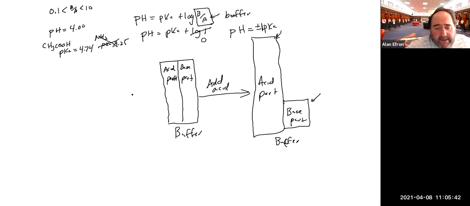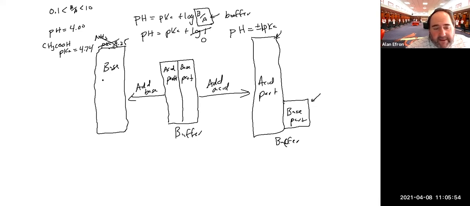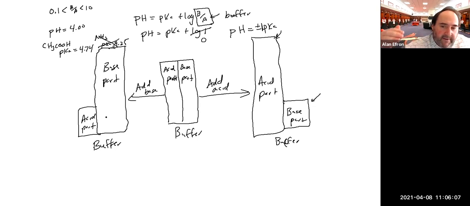Same thing would happen here if we added a base to the buffer. The base would react with the acid part. And again, in my over exaggerated drawing here, that means we would actually make some more of the base part of the buffer. We'll use up some of the acid part of the buffer in this case. And so we're sort of regenerating part of the buffer, even though we're reacting with part of it.